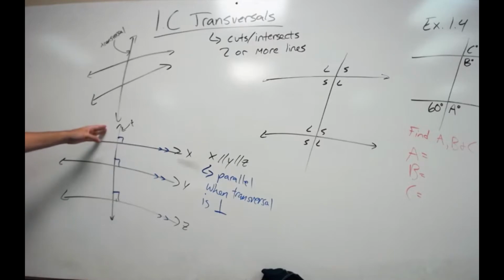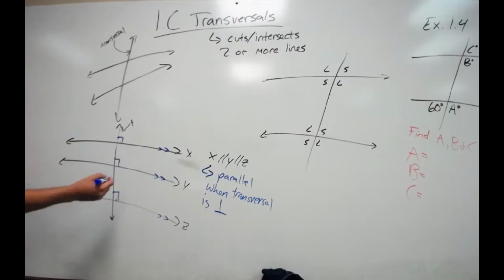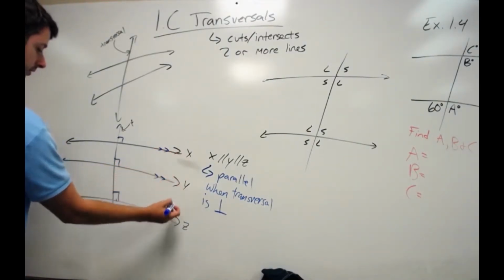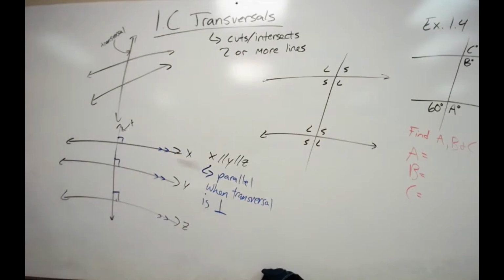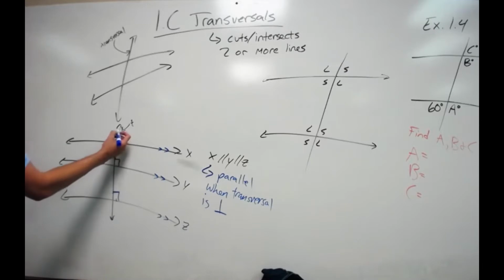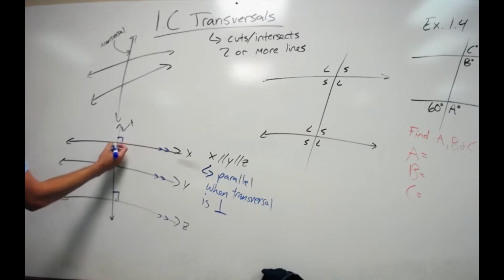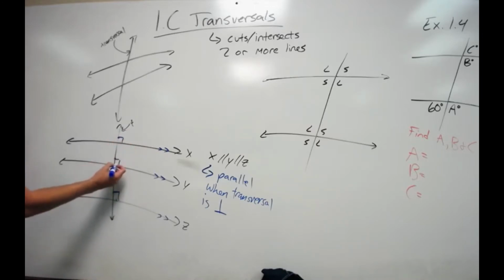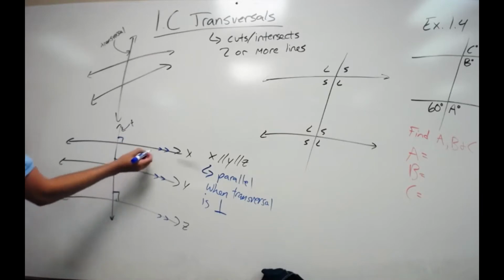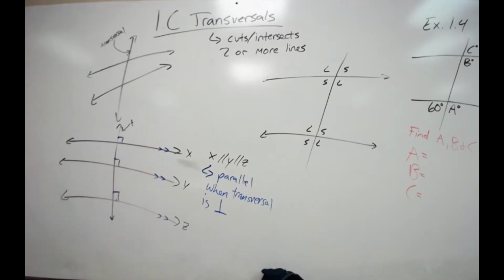But another fact about transversals is that we automatically know the lines are parallel. X, Y, and Z would be parallel when the transversal forms perpendicular angles or right angles. So since the transversal is perpendicular with X, it is a right angle. And for all of these, since they are right angles, then that means the lines are parallel. So that's just something else to know about transversals.